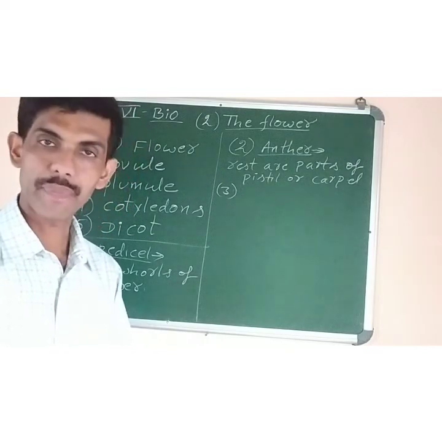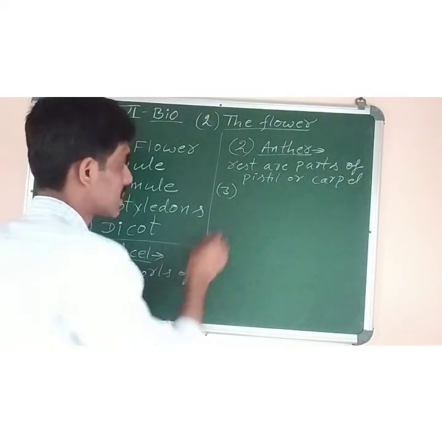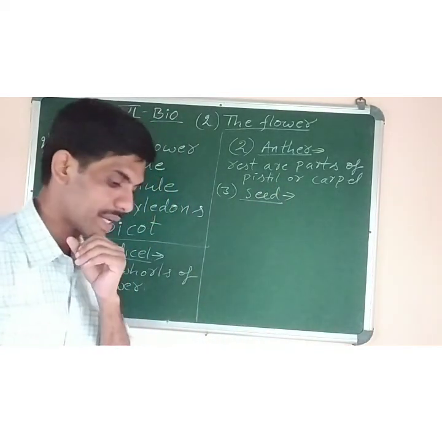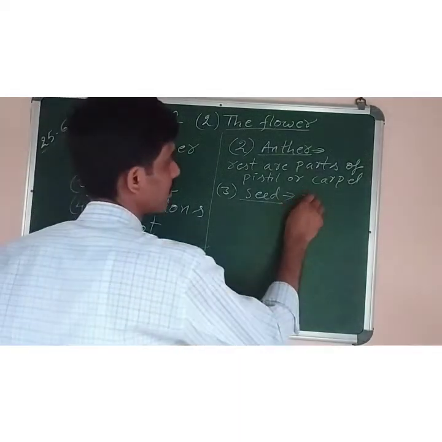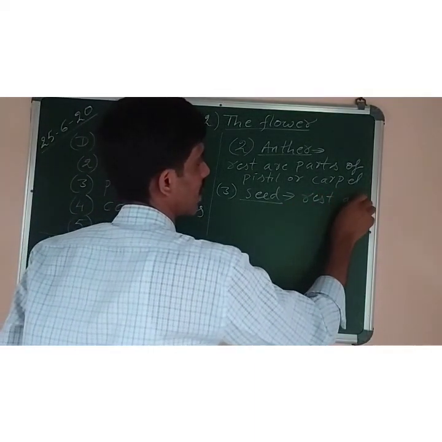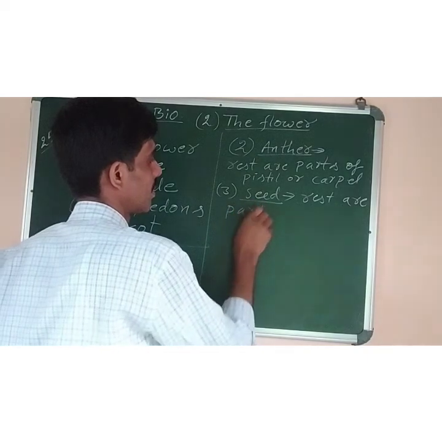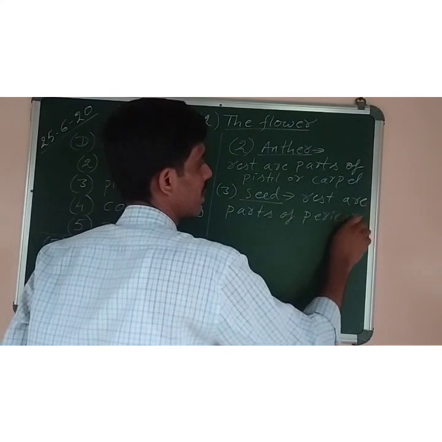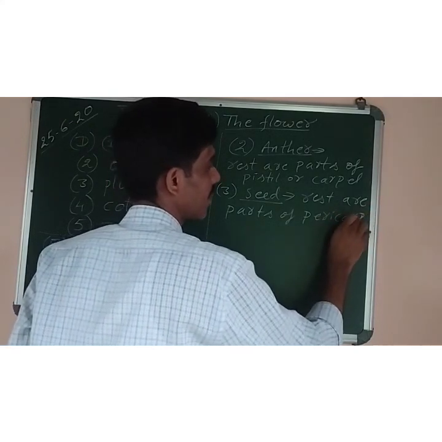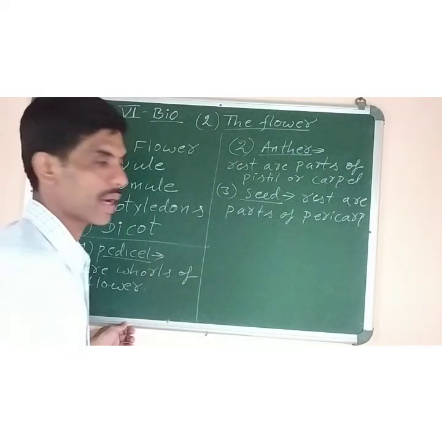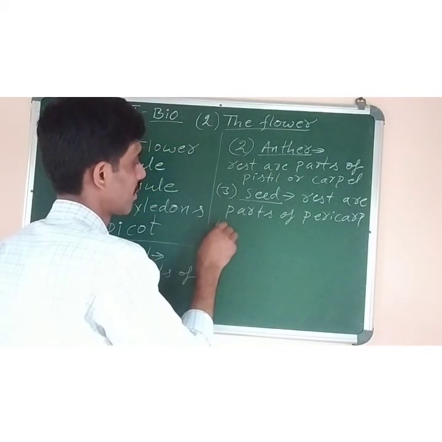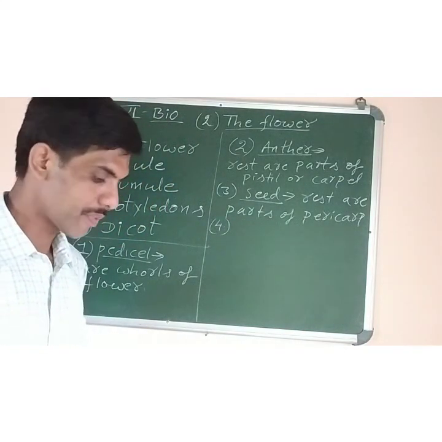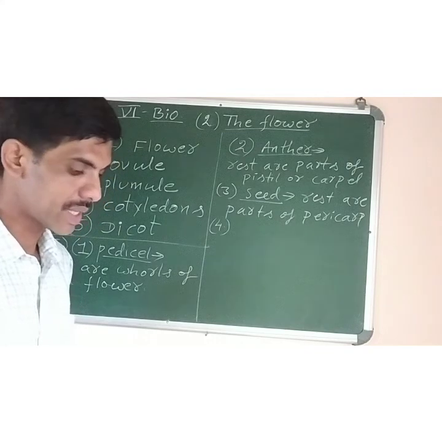endocarp, seed, epicarp, mesocarp. So the odd one is seed. Why? What is the reason we have to write? Because rest are parts of pericarp. Pericarp is the name given to the covering present around the fruit, which is made up of 3 layers: mesocarp, endocarp and epicarp. Then the fourth question is nectar, lightweight pollen, colored petals and scent.